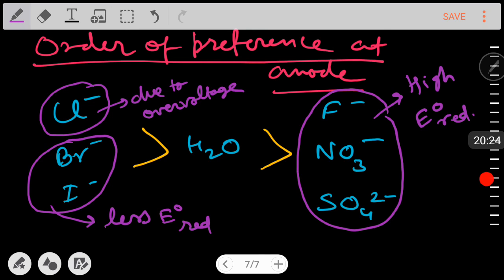Now F-, NO3-, and SO4 2- are the ions whose oxidation has a higher E naught red value than the water oxidation. So these have less preference than water.